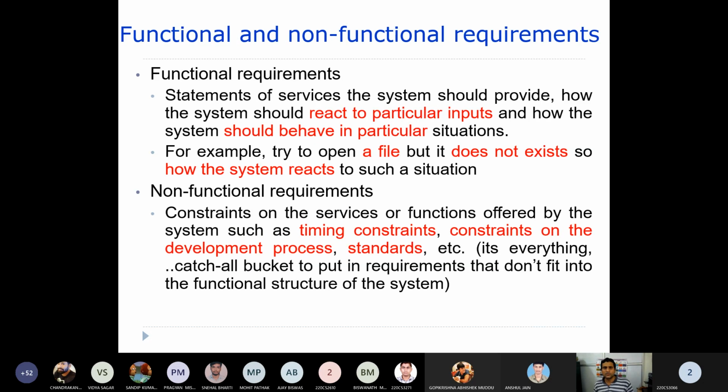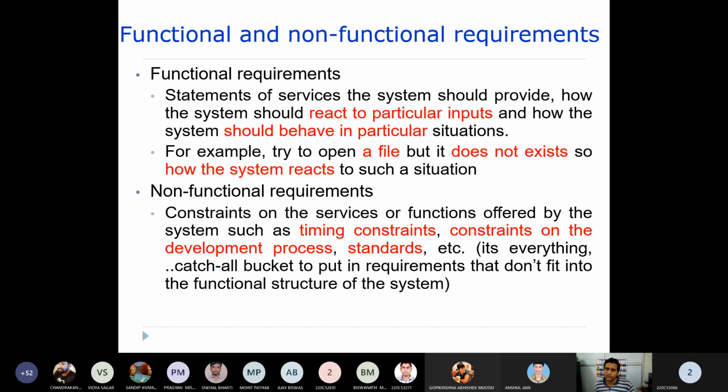Now these requirements are again classified into two categories. One is functional, the other one is non-functional requirements. So what is a functional requirement? It is statements of services the system should provide, how the system should react to a particular input, and how the system should behave in a particular situation. A functional requirement is a description of the services, or the functions, that the software provides to the customer.